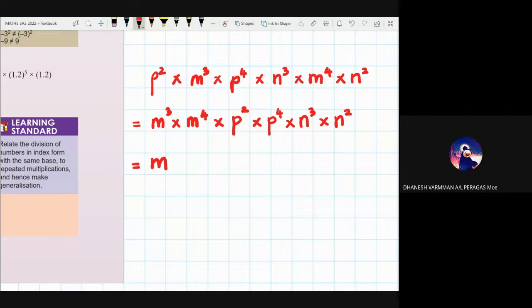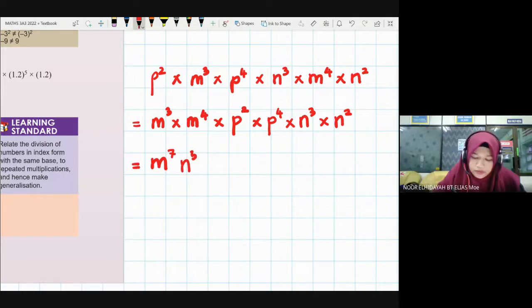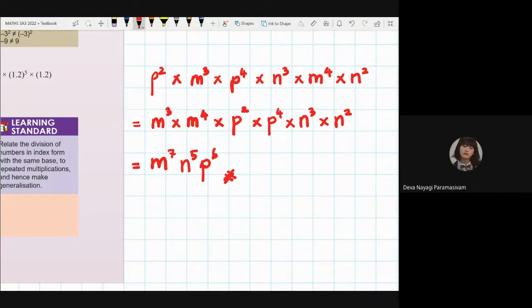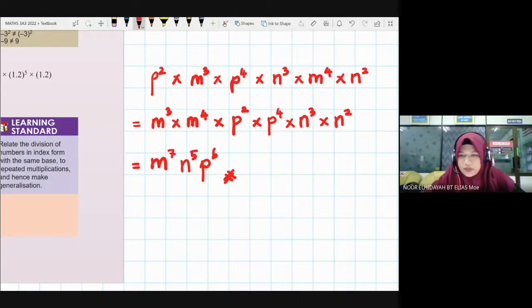So what is your answer? We need to add the power of the M alone, and then we separate it. So M to the power of 7, N to the power of 5, P to the power of 6. Okay, thank you, Danish. Any questions? No, teacher. Can you understand so far? Yes, teacher.